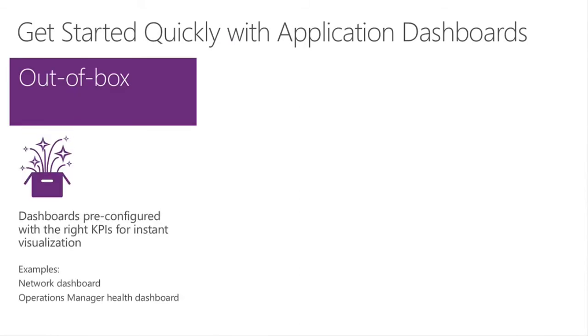So out of the box, Ops Manager comes with a bunch of pre-configured dashboards with many KPIs for instant information, such as network dashboards, the Operations Manager health dashboard, and so on and so on. And they serve not only to provide a lot of rich information out of the box, but also showcase how to bring many of these things together.